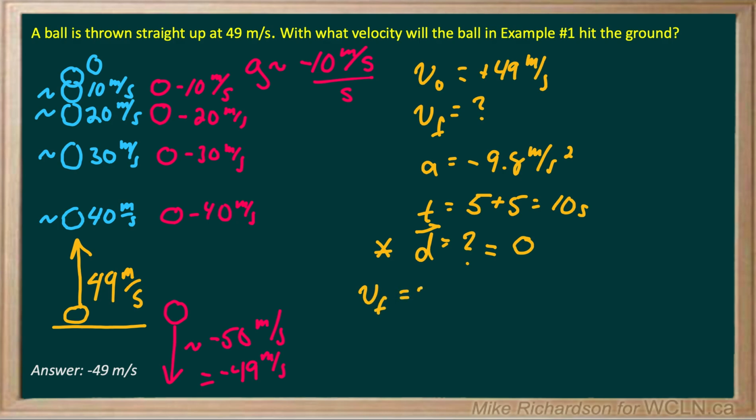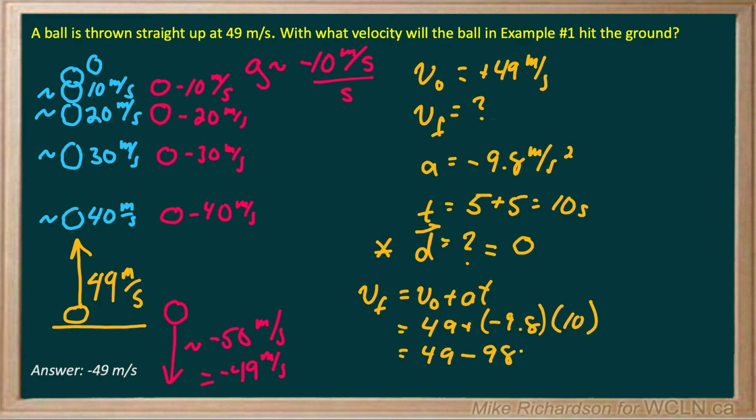So I'll do this. V final is V initial plus AT. V initial is 49. Acceleration is negative 9.8. Time was 10 seconds. And I get 49 minus 98, which is negative 49 meters per second. And the negative just simply means that it's down. It's moving on its way down.